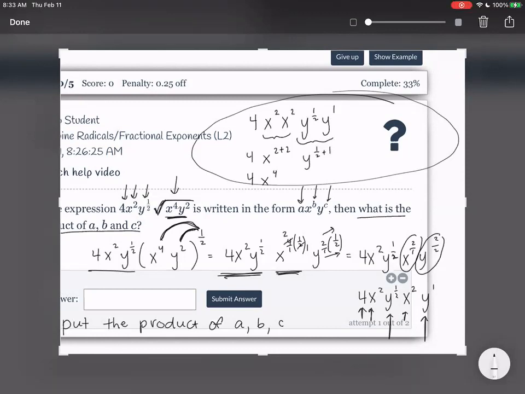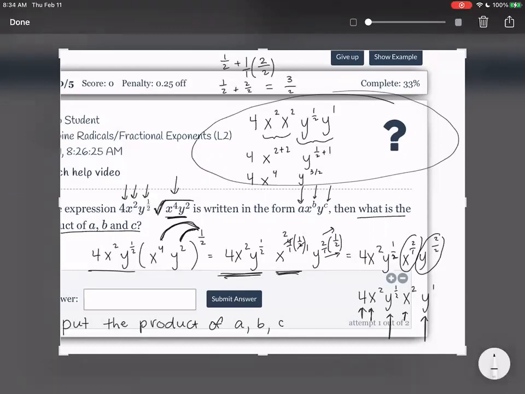I will write it up here because I am running out of space. So 1 is the same thing as 1/1, but we need it to be over 2 so that it has the same denominator. I'm going to multiply it by 2 on the top and bottom so that what we end up with is 1/2 plus 2/2. So 1/2 plus 1 is the same thing as 1/2 plus 2/2. Then you add it straight across, 1 plus 2 is 3, and it's 3/2. So then this is y to the power of 3/2.